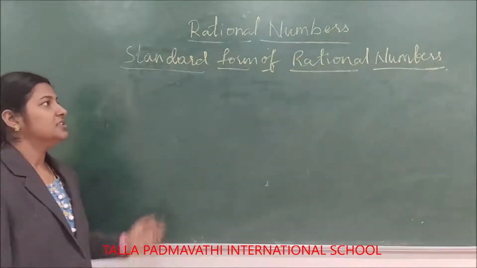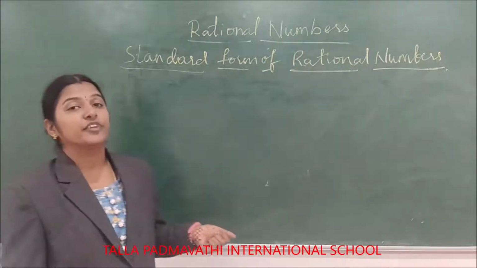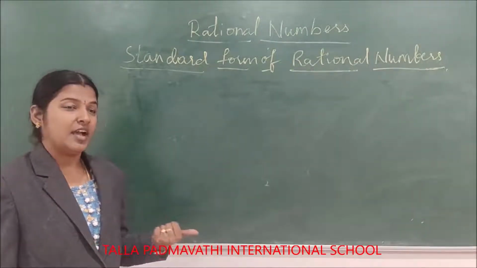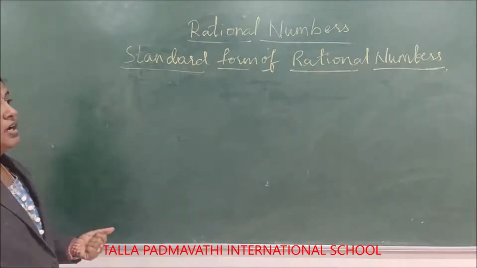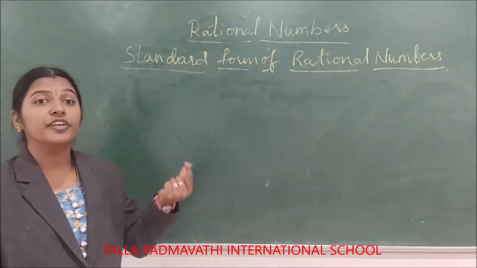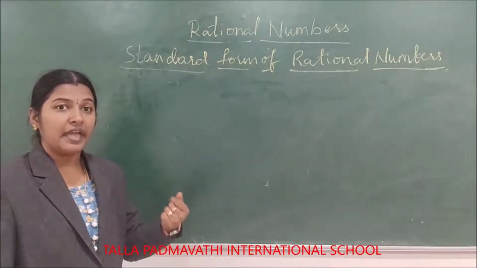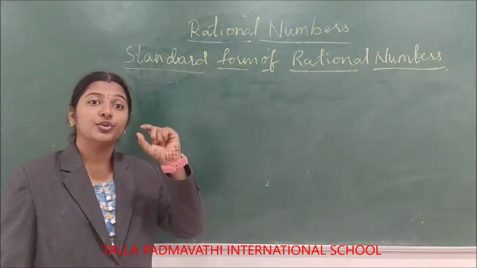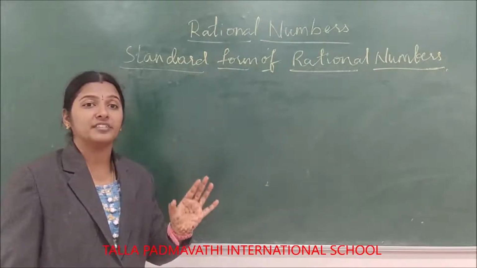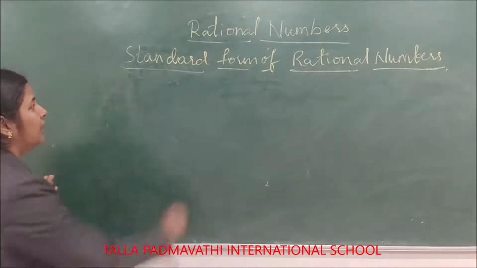Next, let us see the standard form of rational numbers. So what are standard form of rational numbers, children? We'll see that the denominator of the rational number should be positive. Okay, and the numerator and denominator should have no common factor other than 1. Let us see that.